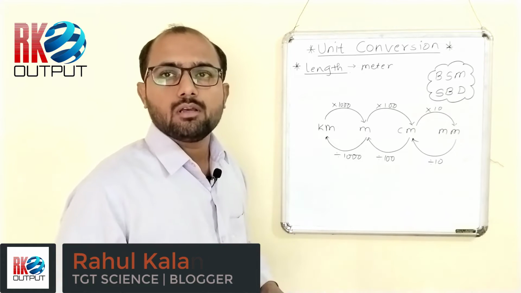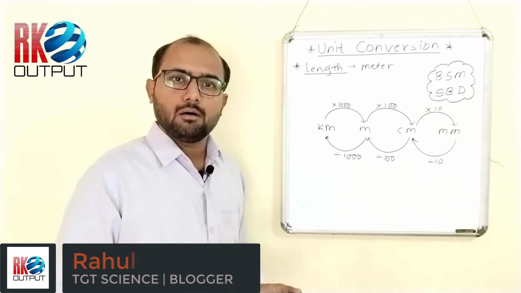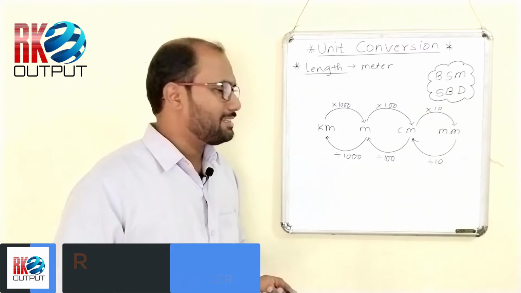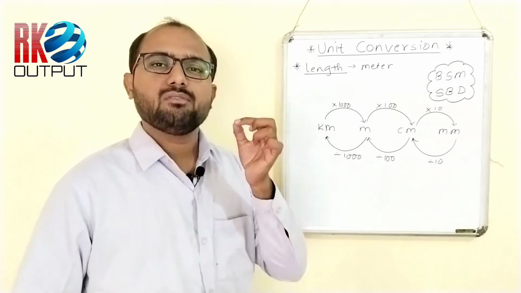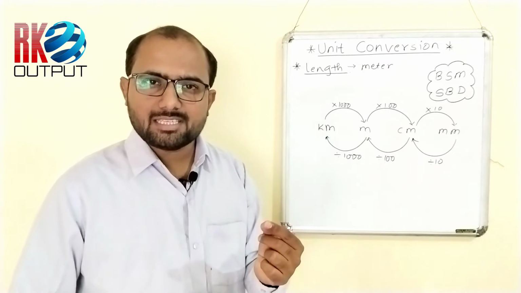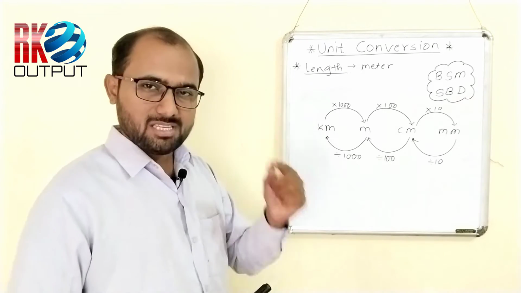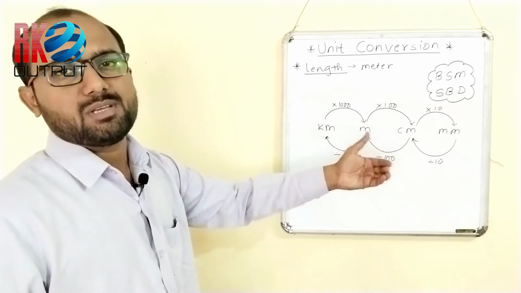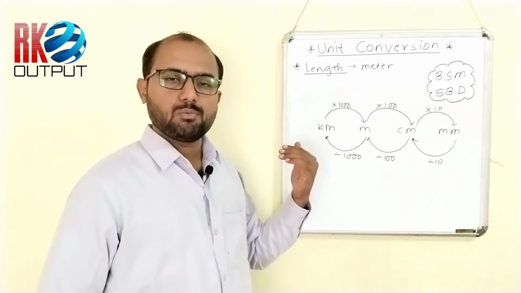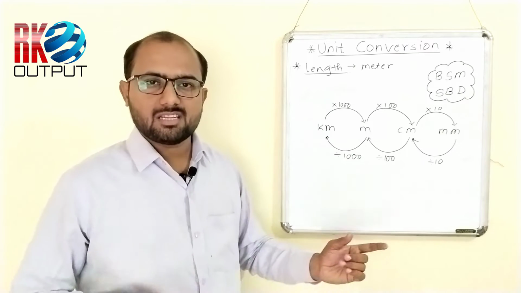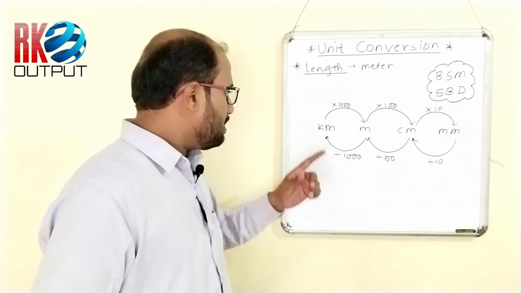So there are four basic units we are using for length, that is kilometer, meter, centimeter and millimeter. If the thing is very fine, very small, then we are measuring in millimeters. If it is bigger than that, we are using centimeters, and if it is more than that, then we prefer meter, and for the long distances we are using kilometers.